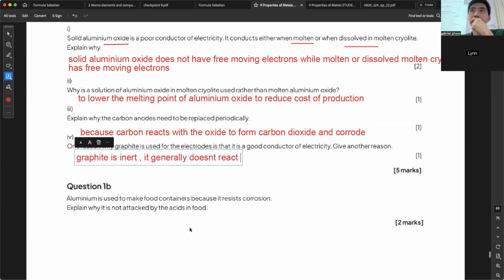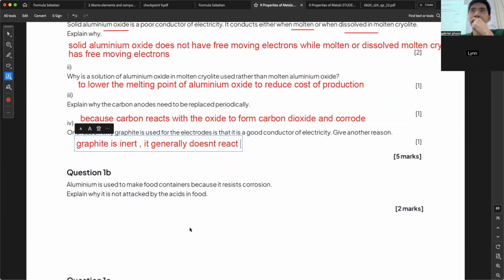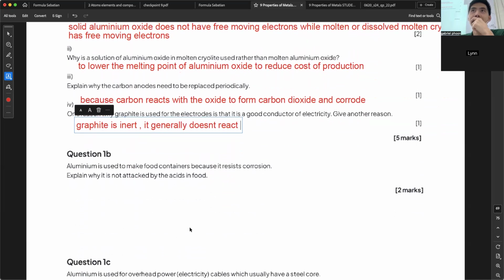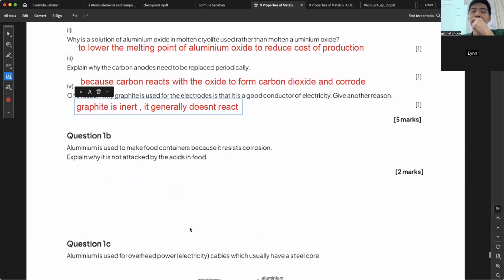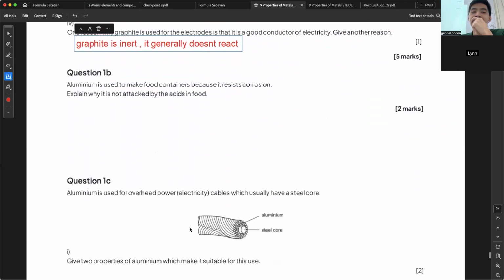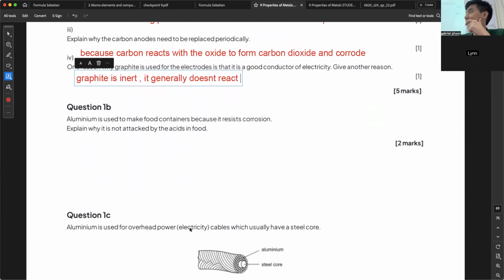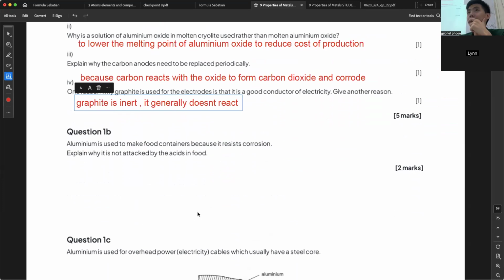Oh. I think that's not done. I'm using it on Shopee.